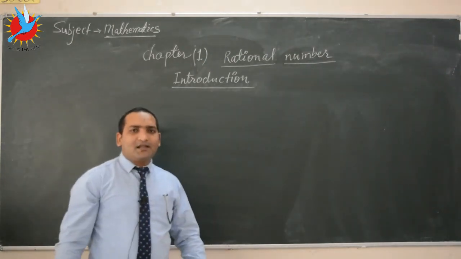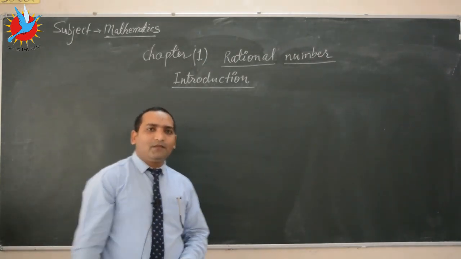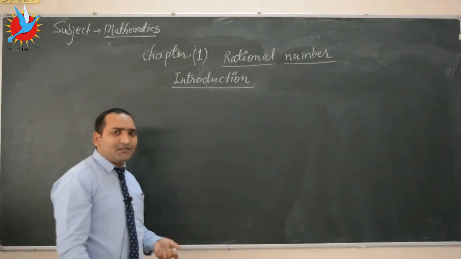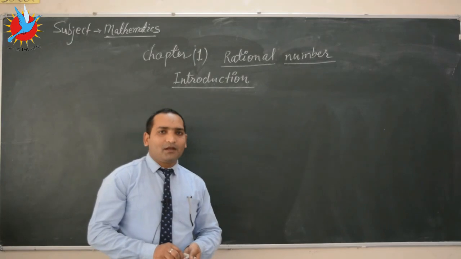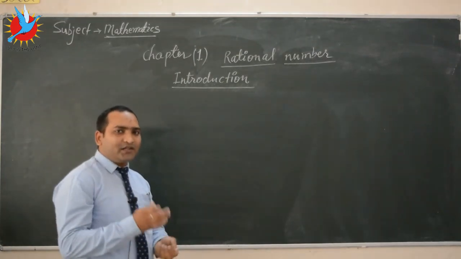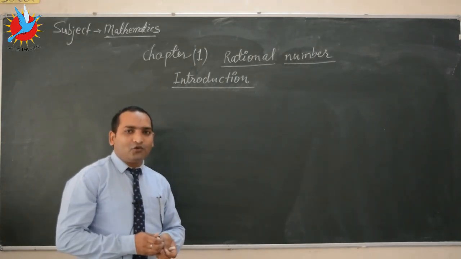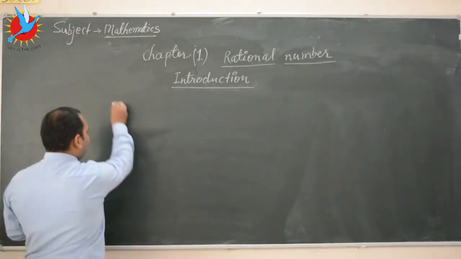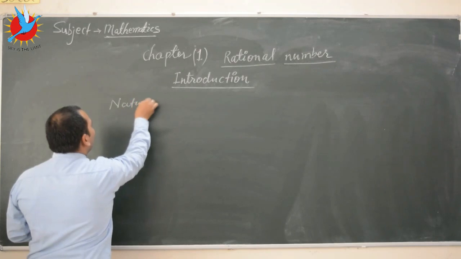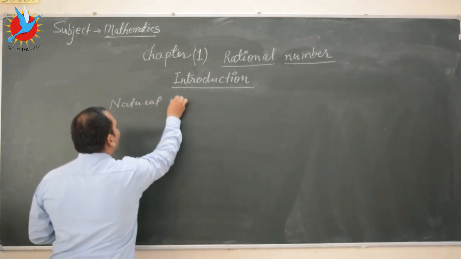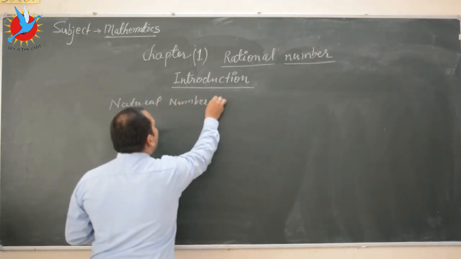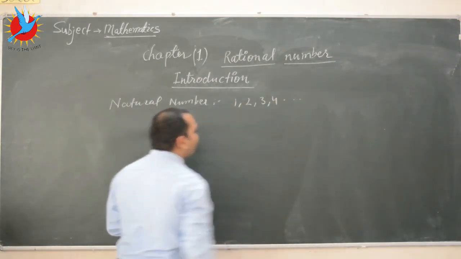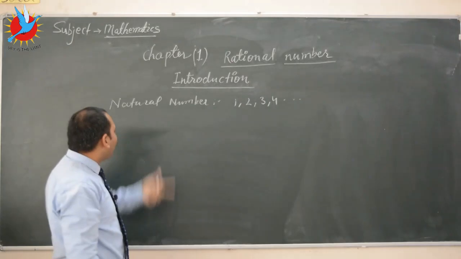In the previous class we read the number system. In the number system there is the natural number. What is a natural number? All the counting numbers are called the natural numbers. All the counting numbers 1, 2, 3, 4 and so on, these are called the natural numbers.